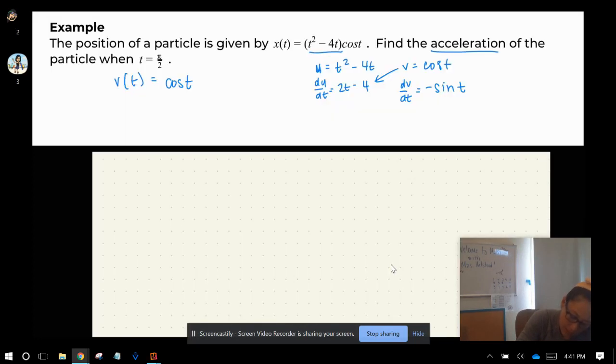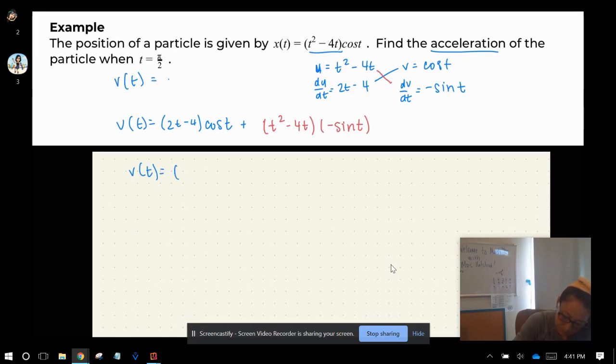So we go cosine t times, so v times du is cosine t. I'm going to write it the other way, and I'm going to write it down here because I can see I'm going to run out of space. So 2t minus 4 times the cosine of t plus I have u times dv, so t squared minus 4t times negative sine of t. Okay, so actually it doesn't matter. I'm just going to leave it.